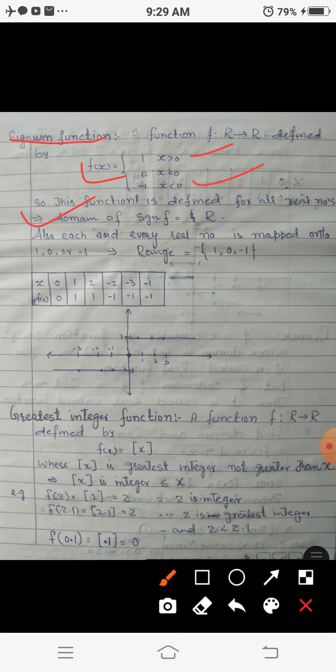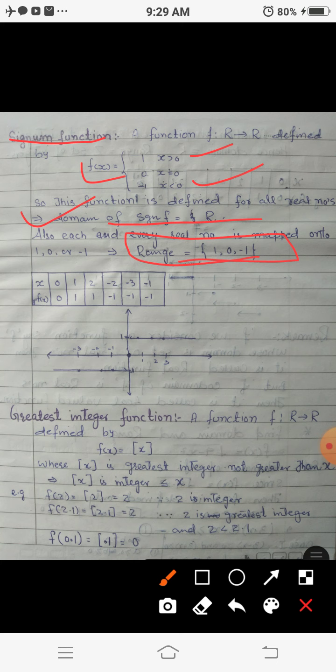So this means that its domain is R, and we simply denote this f by sg, the signum function. Now what about its range? Range means the image elements. By the definition it relates all real numbers, whether positive, negative or zero, to only three numbers: 1, minus 1 and 0. Hence the range set is {1, 0, minus 1}.